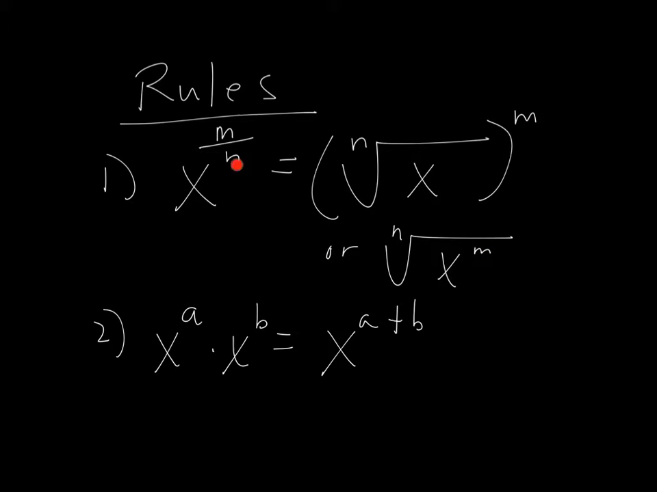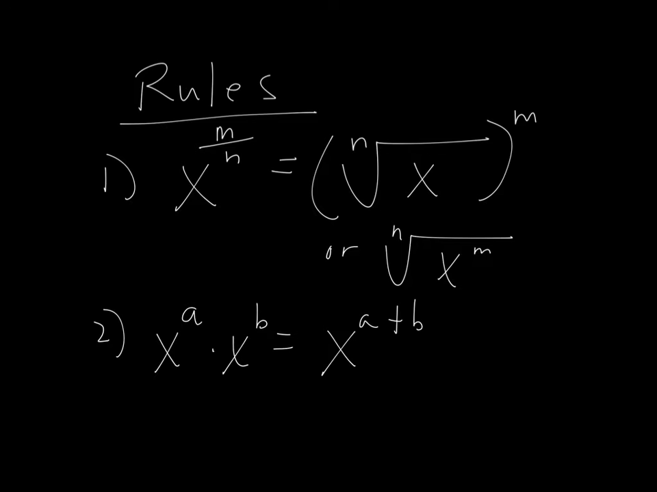The denominator always becomes the root, the base becomes the inside of the radical, and the numerator can either be written on the outside, you can put a big parenthesis around it to the power of that, or that thing could go inside of there. If you put it here or here, it doesn't change anything mathematically.